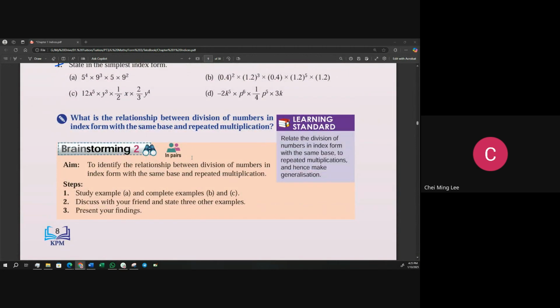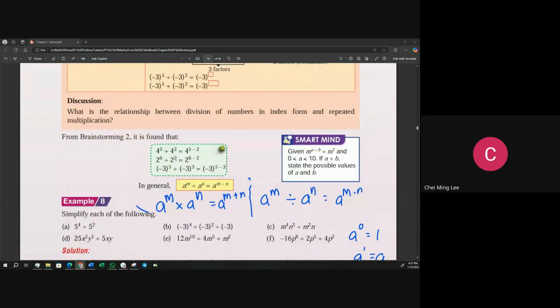The relation between the division. Okay, we will just straight away follow this one. When you divide, you see, 4 to the power of 5 divided by 4 to the power of 2 is 5 minus 2. So remember, when we say a to the power of m times a to the power of n is equal to a to the power of m plus n, correct? So when we divide, it will be minus: a to the power of m minus n. Okay, so this is the formula.